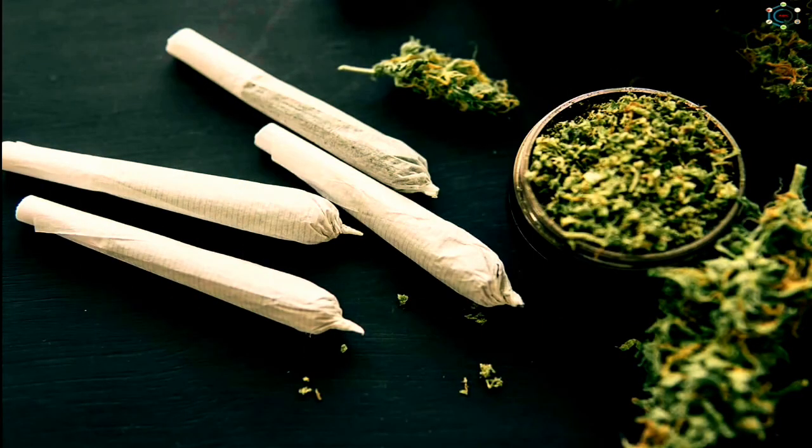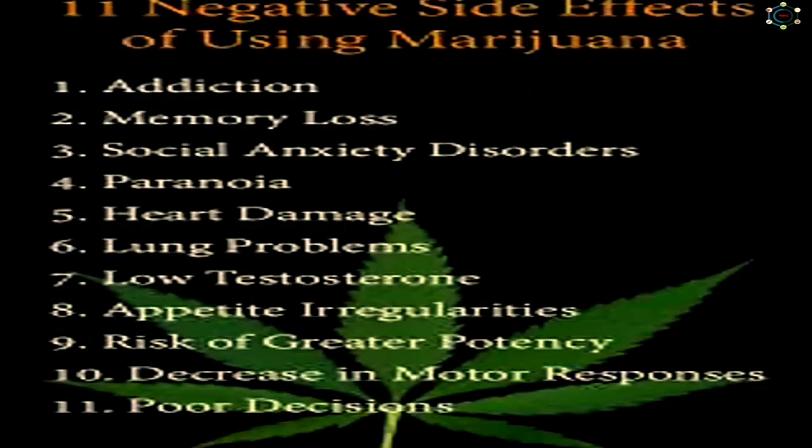And the last is marijuana. Marijuana is obtained from the dried inflorescence and the top leaves of the female plant Cannabis sativa. Now, 11 negative side effects of using marijuana are addiction, memory loss, social and anxiety disorders, paranoia, heart damage, lung problems, low testosterone, appetite irregularities, risk of greater potency, decrease in motor responses, and poor decisions. So, these are the 11 negative side effects of using marijuana.